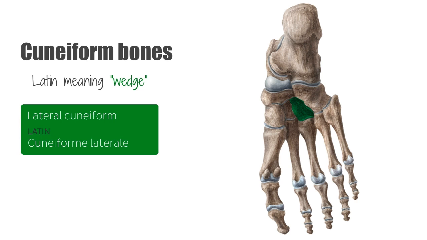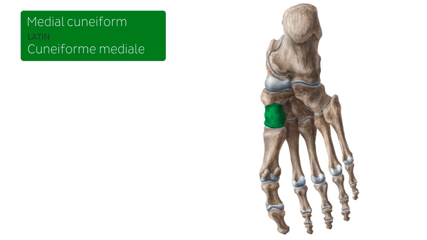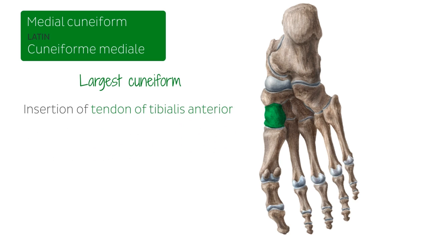And so here I'm just going to point out to you our first metatarsal, our second metatarsal, and our third metatarsal. Now, the medial cuneiform is the largest cuneiform bone, and it articulates with 4 bones: the navicular proximally here, the intermediate cuneiform laterally, just here, and the first and second metatarsals distally, just here. And the medial cuneiform provides a point of insertion for the tendon of the tibialis anterior muscle on the distal plantar angle of its medial face.